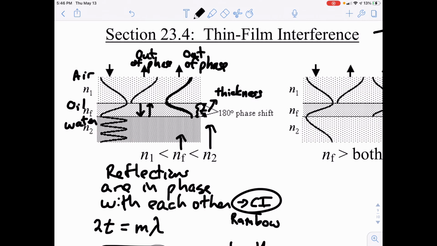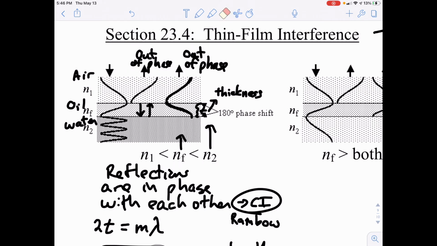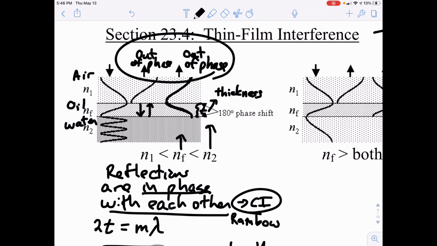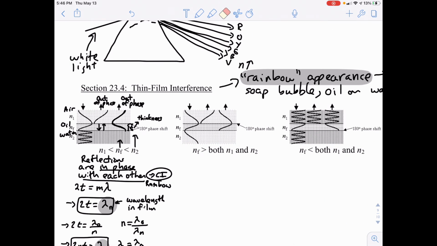So if I reflect off the top and bottom part of the film with higher indices of refraction both times, then both times we reflect out of phase. However, as we talked about, if both of them are out of phase, they're really in phase with each other. That's the important point, is compare whether or not they're in phase or out of phase with each other. That helps you derive the equation.